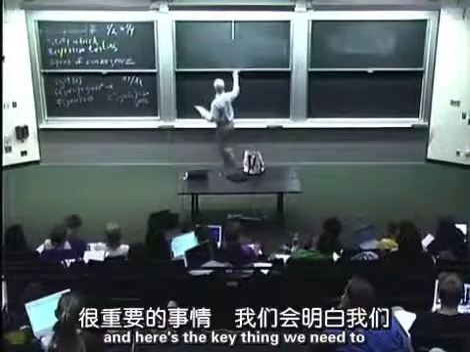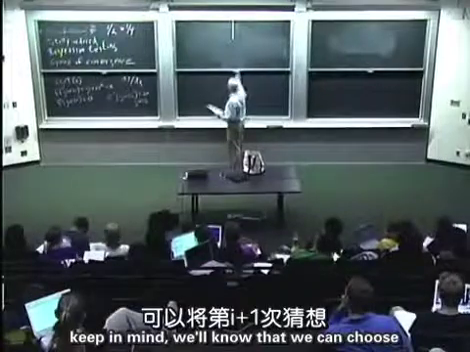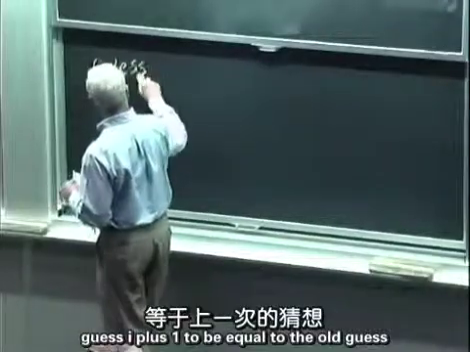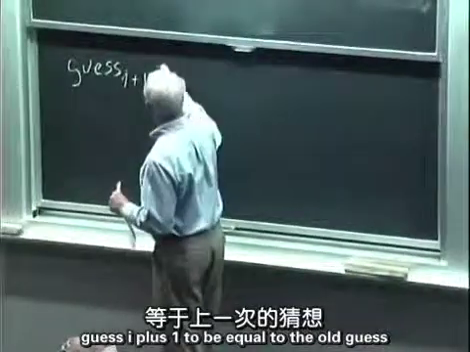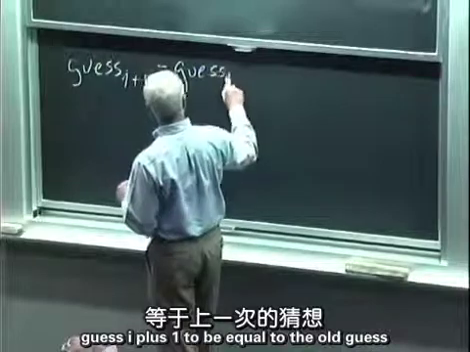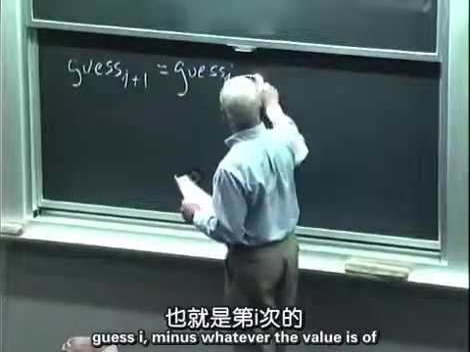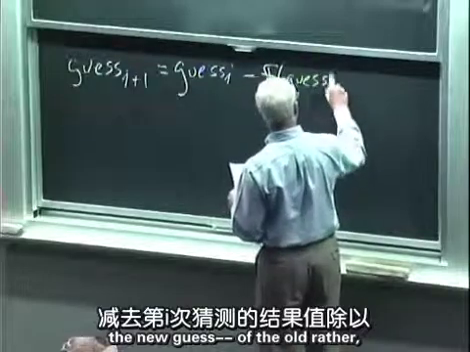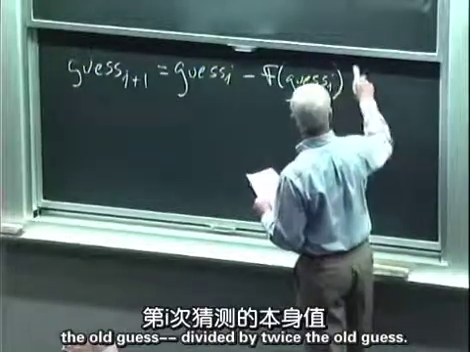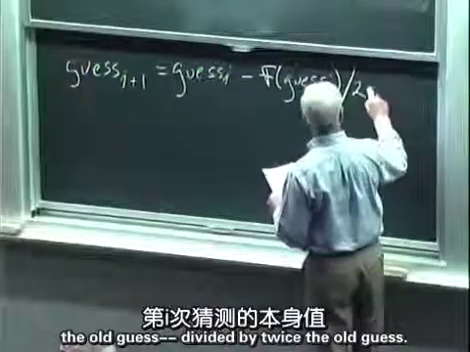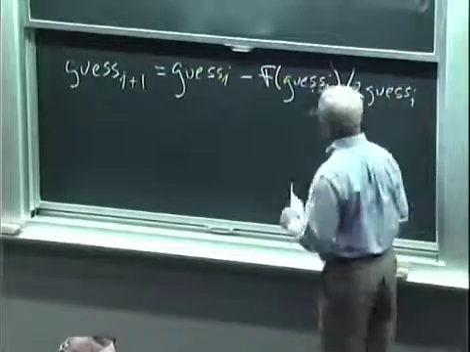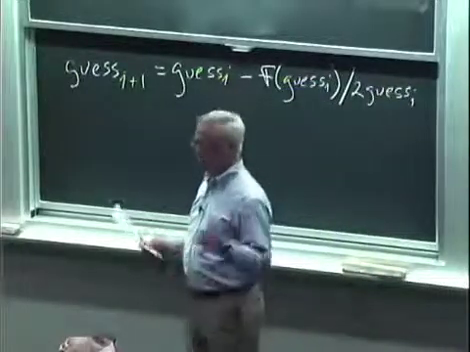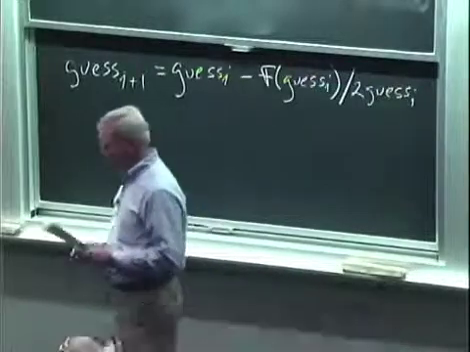Therefore, and here's the key thing we need to keep in mind, we'll know that we can choose guess i plus 1 to be equal to the old guess, guess i, minus whatever the value is of the function at the old guess, divided by twice the old guess. All right, again, this is straightforward kind of algebraic manipulations to get here.